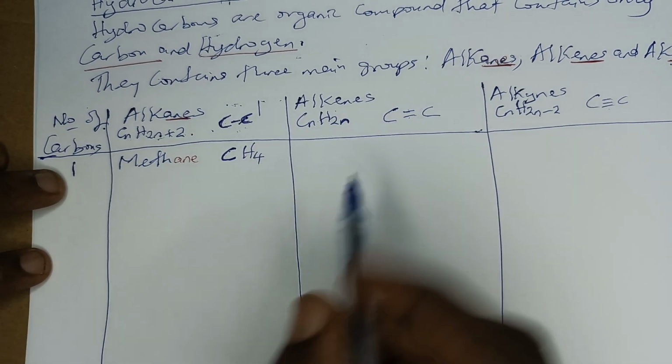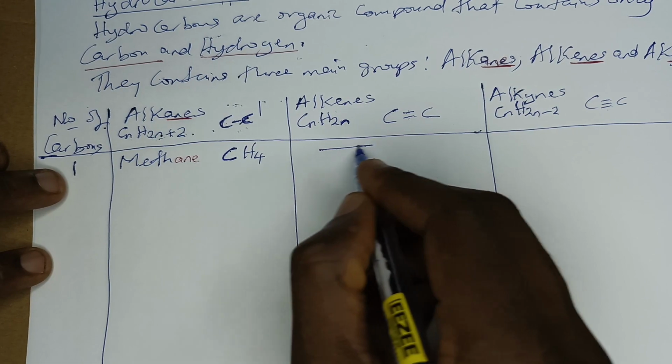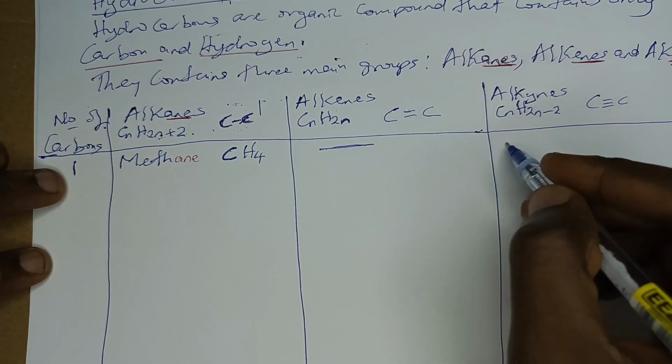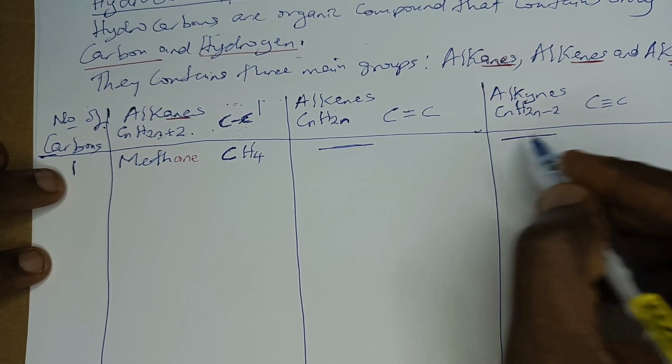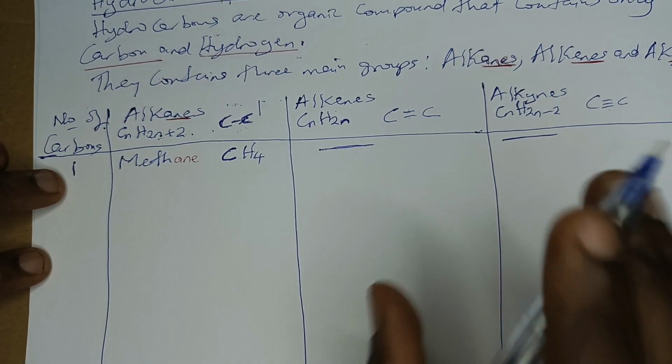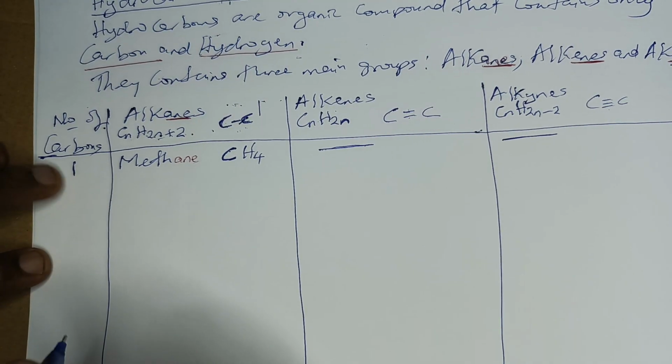So this is the first. The alkene and alkyne have no first member. I will explain that later when we get to the structural formula, and you will understand it perfectly. So there's no cause for alarm.